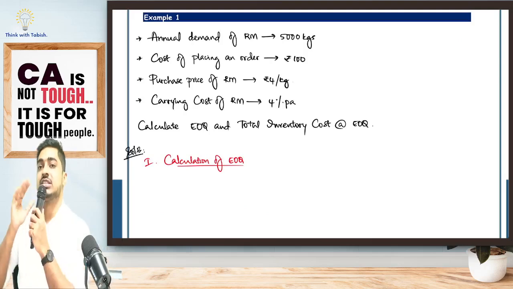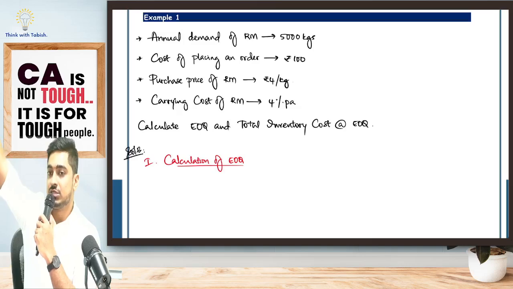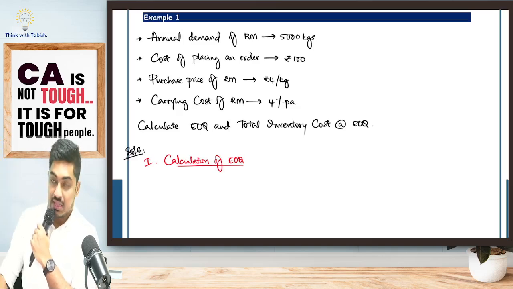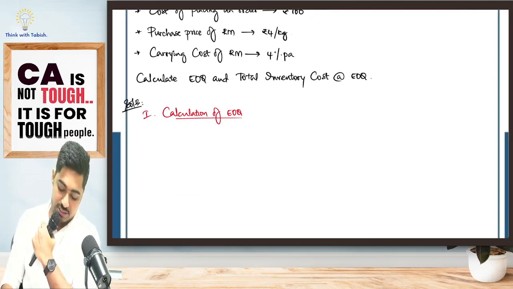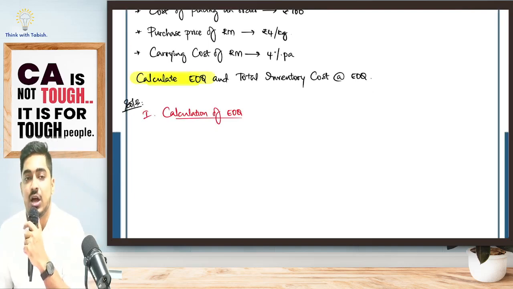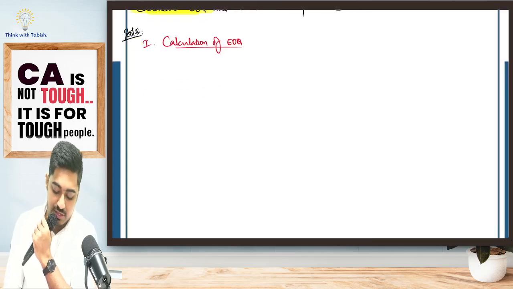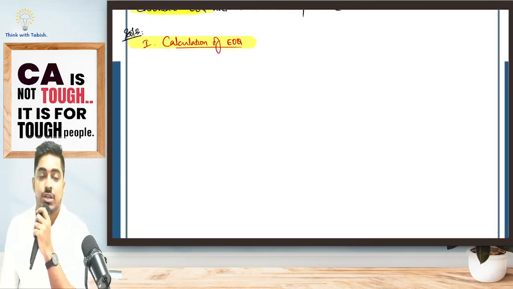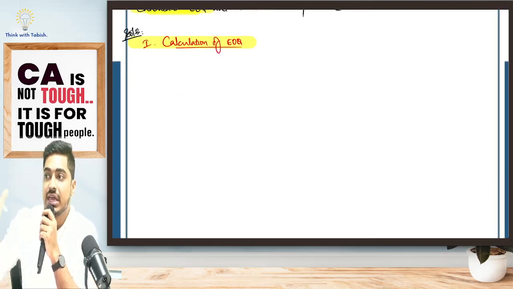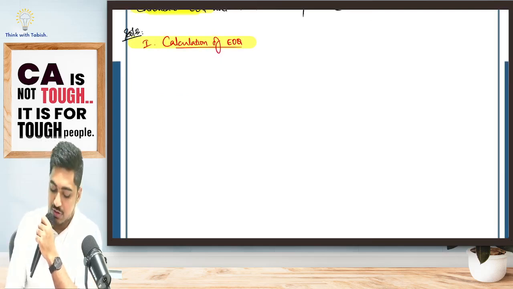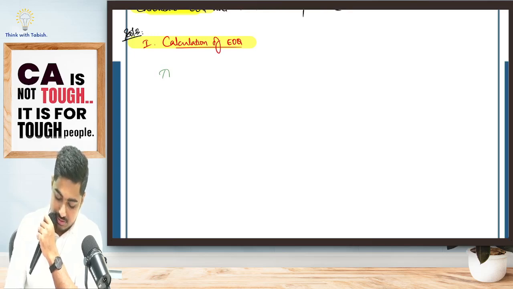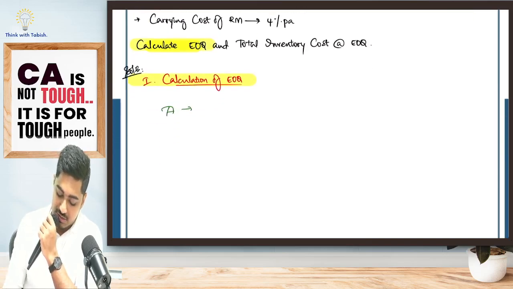Yes, everyone, let us try solving the question. Pay attention. Step 1. What is the first requirement? I have to calculate EOQ. Now understand how our presentation should be. First, I'll give the heading, calculation of EOQ. Tell me, for EOQ what items do I want? A, O, C. So I will write A.